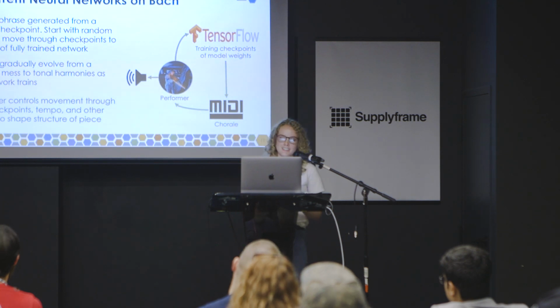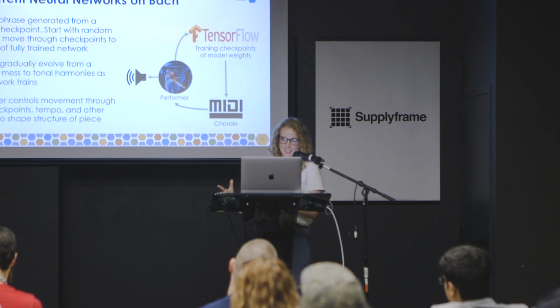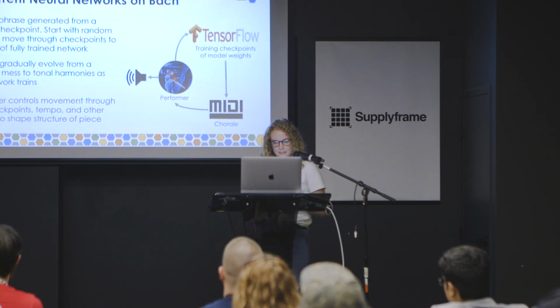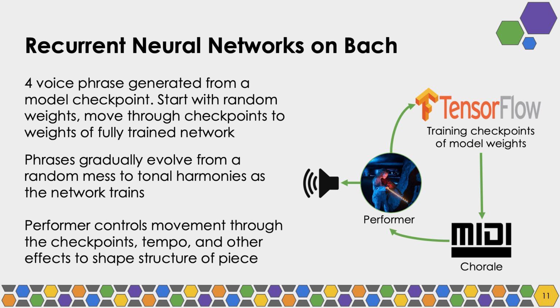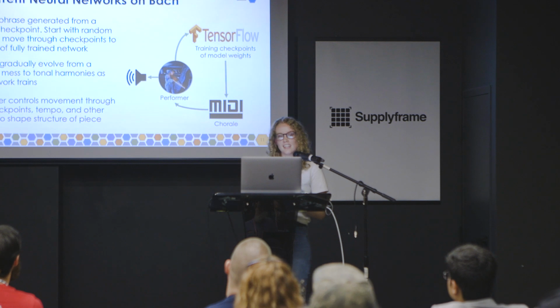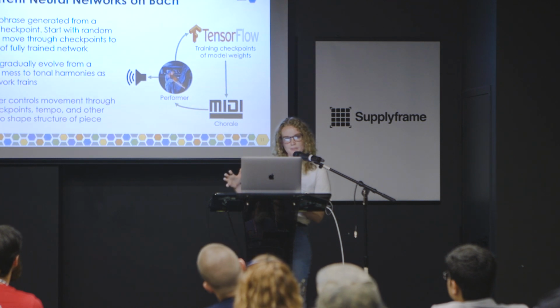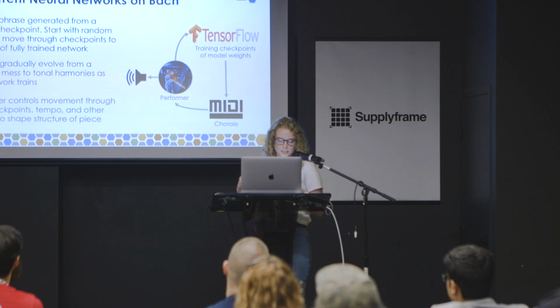So that's how I generated kind of the content for this piece, but the performance is kind of another loop. Basically, the performer has access to a MIDI controller that's able to determine how fast the algorithm is going to move through the checkpoints. So we always start by playing music that's generated randomly before the network has learned anything, and we keep moving until we get to a point where the algorithm has learned to generate tonal harmony.